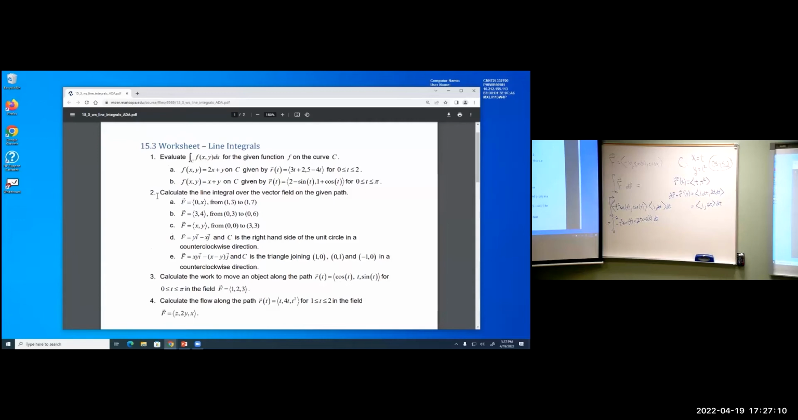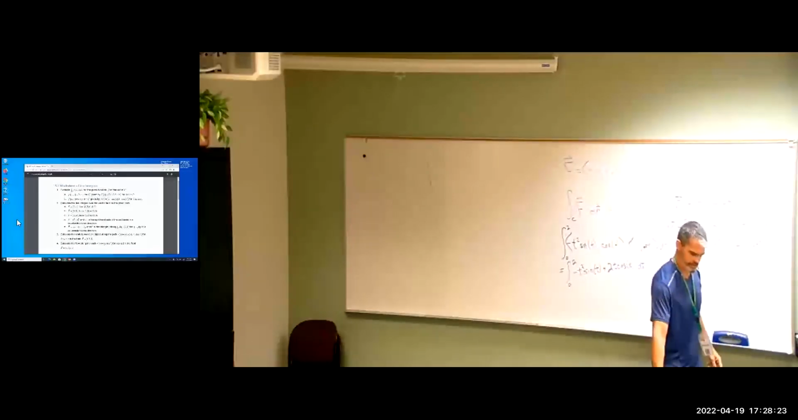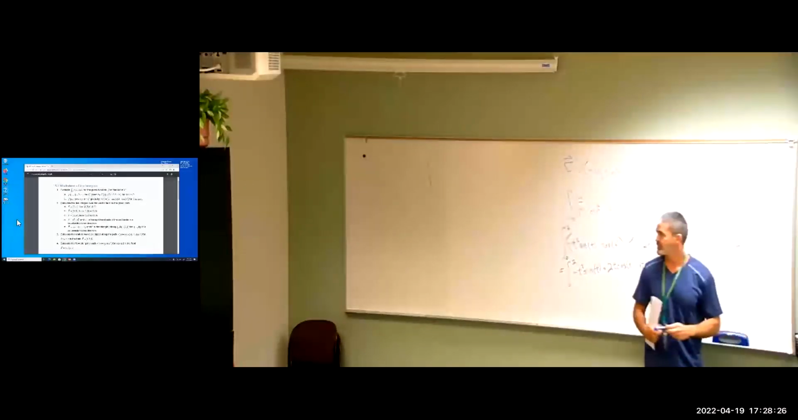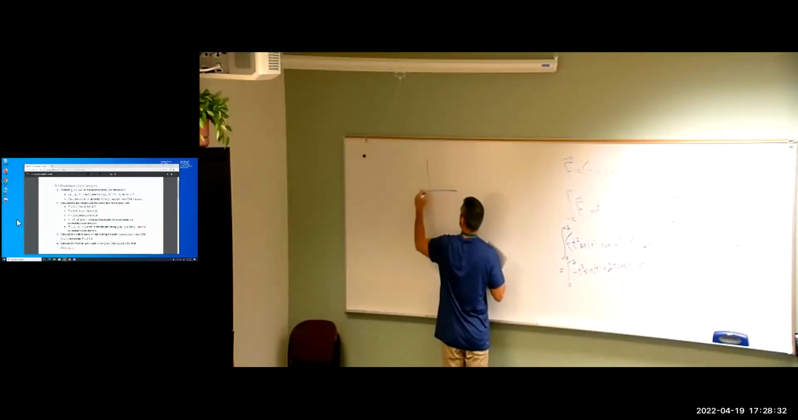But 2 that I want you to try are number 2, d and e, where we do need to come up with a parameterization. So for 2d, our path is the right-hand side of the unit circle in a counterclockwise direction. So the whole half. So what would that look like? So we're going counterclockwise.